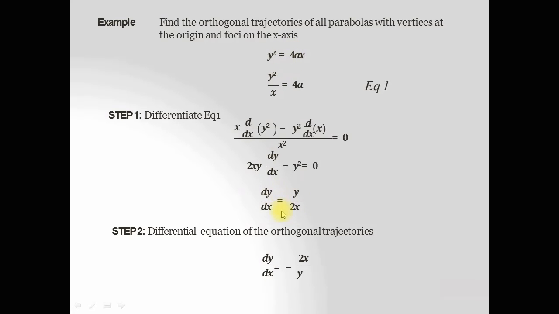Now to find the slope of the tangent of the required orthogonal trajectory, we take the negative reciprocal of this slope. So the differential equation of the orthogonal trajectory is dy by dx is equal to minus 2x by y. In other words, this is the slope of the tangent of the required orthogonal trajectory, and the earlier one is the slope of the given family of curves.